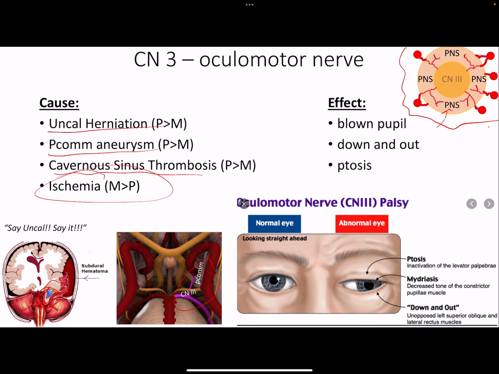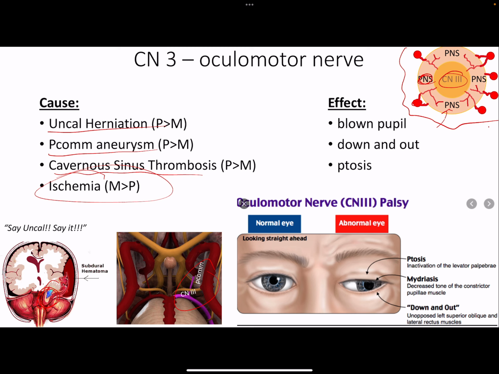What might be kind of the exception is if you had ischemia, because it's on the periphery and the blood vessels are right here, they're going to supply the PNS first. And so if there's a shortage, the PNS is going to be fine, but it'll be the cranial nerve that gets screwed up. So if you have a down and out pupil, which would be cranial nerve 3, and you have a normal pupil, then it's likely due to ischemia.